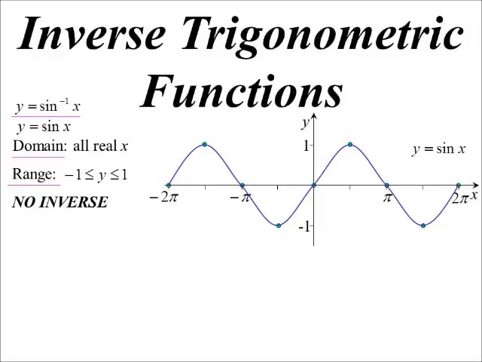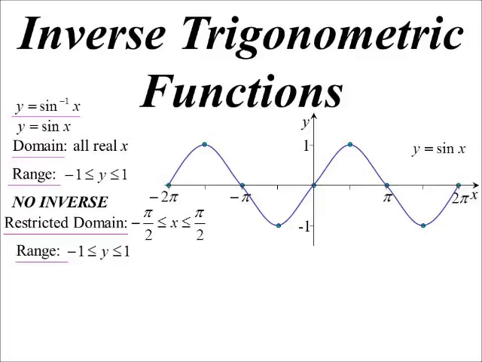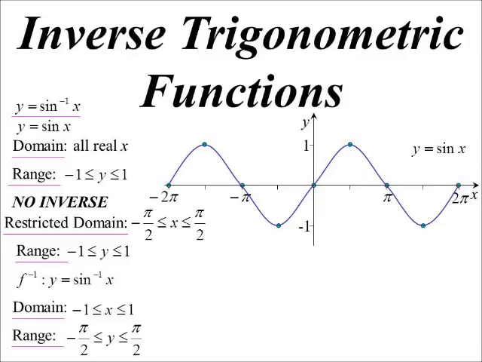So the logical restriction is between -pi on 2 and pi on 2. It'll get the origin and it'll cover the whole of the range, so the range doesn't change. So our inverse function is y equals the inverse sine of x. That means its domain will be the range of the old one, so -1 to 1, and the range is -pi on 2 to pi on 2.